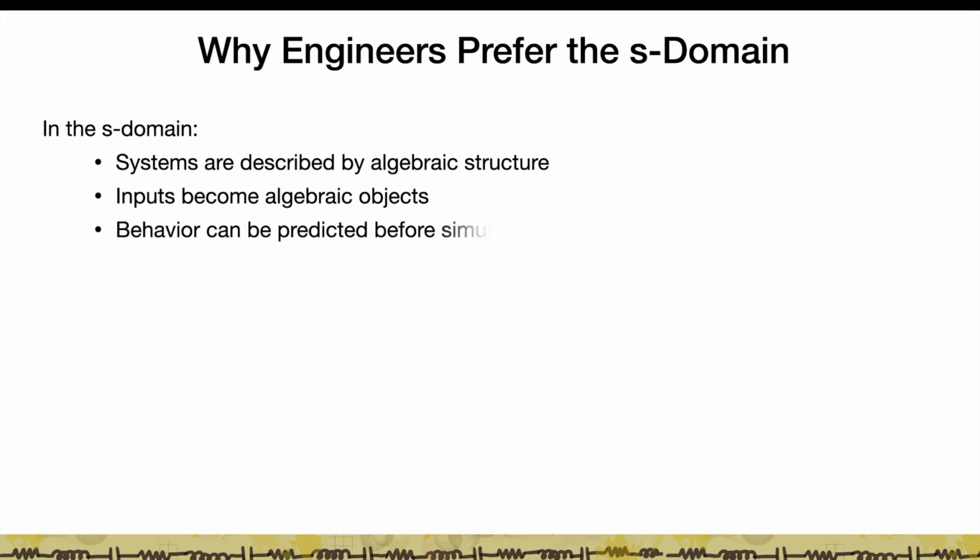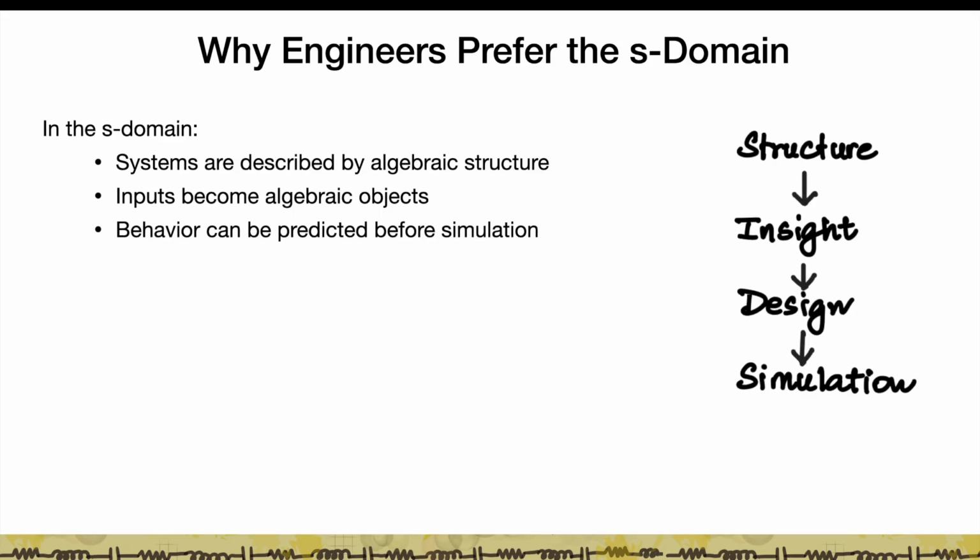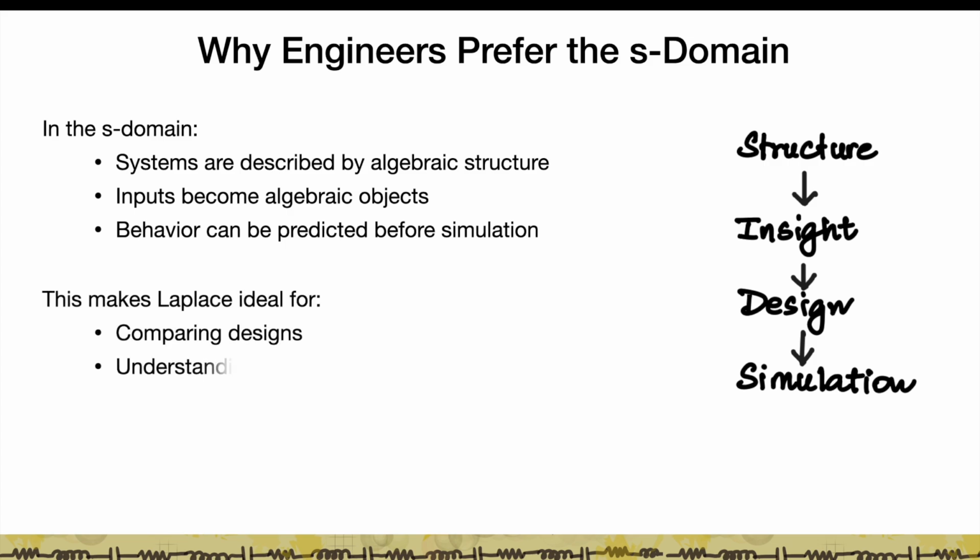Now, engineers prefer the S domain because it reveals structure. Systems are described by the algebraic structure. Inputs become algebraic products, and behavior can be predicted before simulation. Structure leads to insight. Insight leads to design, and design comes before simulation. And hence, this makes Laplace ideal for comparing designs, understanding sensitivity, and building intuition before computation.